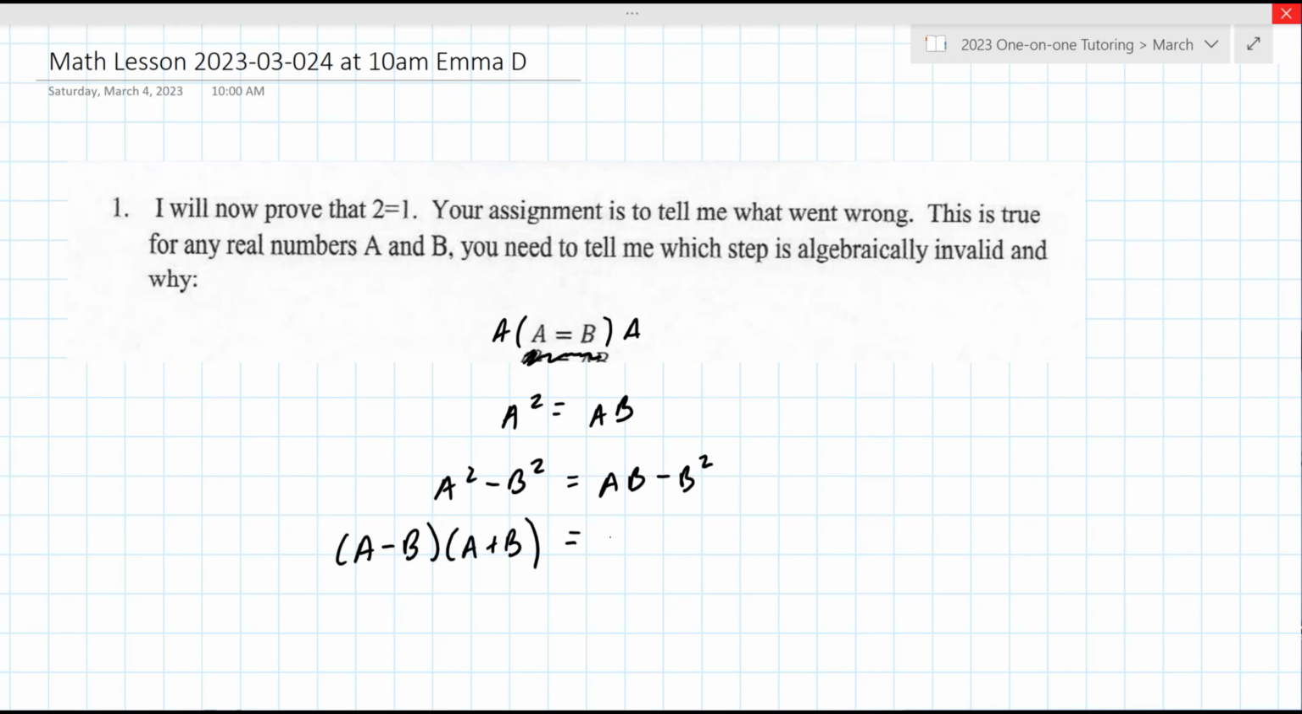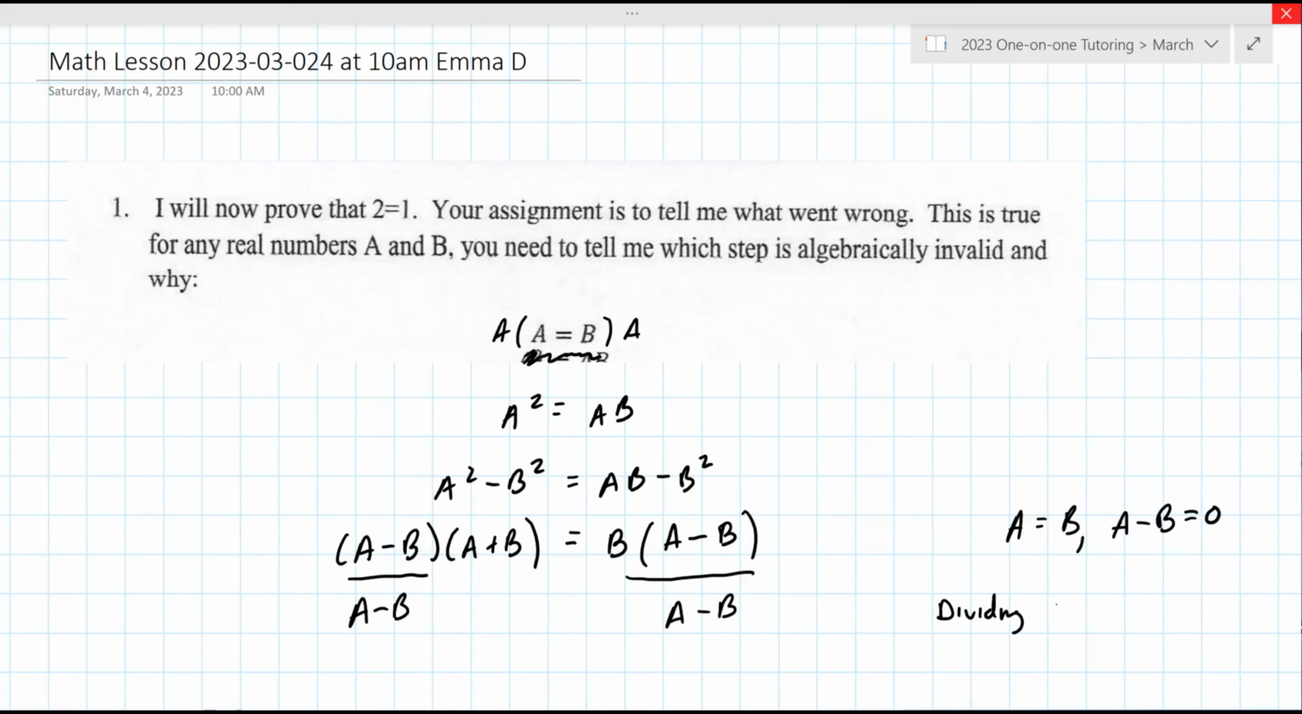And on the right, you can factor out a b, which is a minus b here. Okay, and this is where the error occurs. So the next step is you're dividing by a minus b. Oh, I see. Okay, and it looks okay, but since a equals b, a minus b equals 0, and so you're dividing by 0 in this step right here.